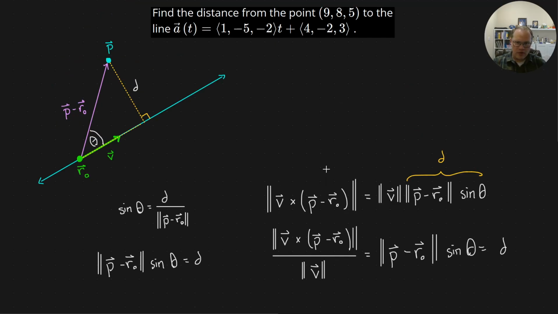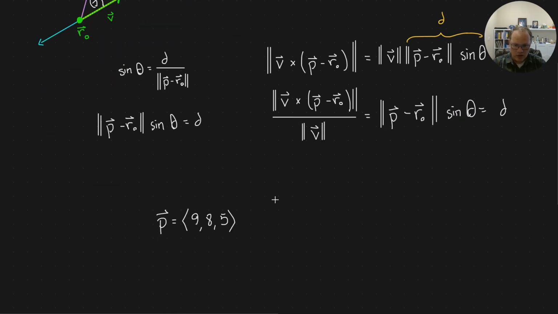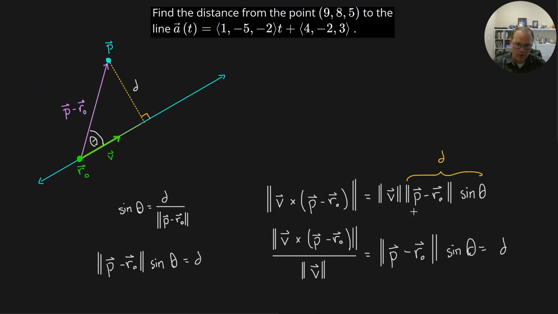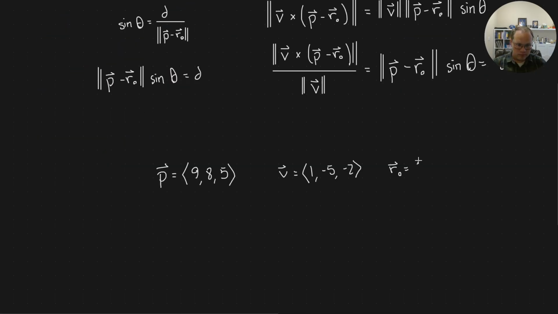Okay, vector v is the direction vector of the line. That'd be this guy right here, 1, -5, -2. And R naught is a point on the line. Really, any point on the line will do, but this one is awfully easy to find, right? 4, -2, 3. Okay, and that gives me everything I need to find the distance d.